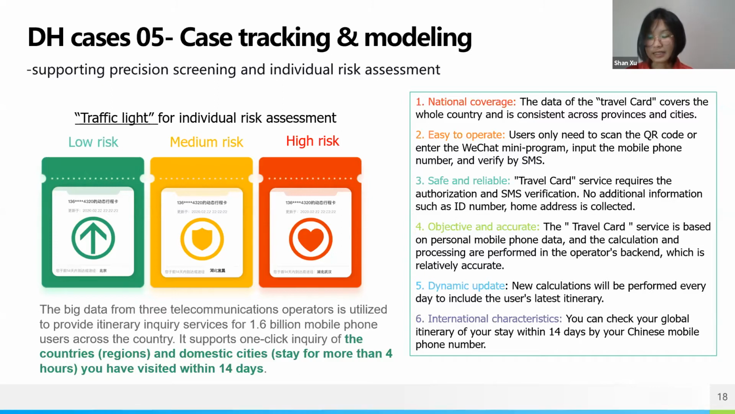So the analysis on the backend is based on the major three telecommunication operators, and it is a service that provides individual risk assessment for 1.6 billion mobile phone users across the country. It is a kind of one-click inquiry of the countries and regions that you have visited within the 14 days, to give you a proof and also the risk assessment result.